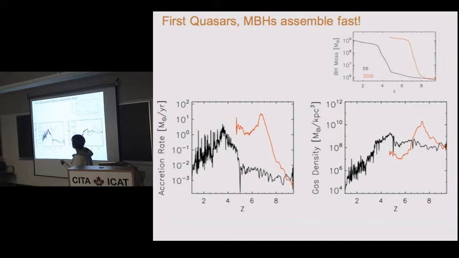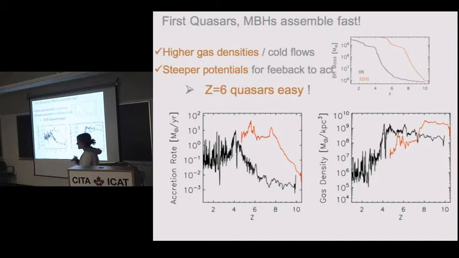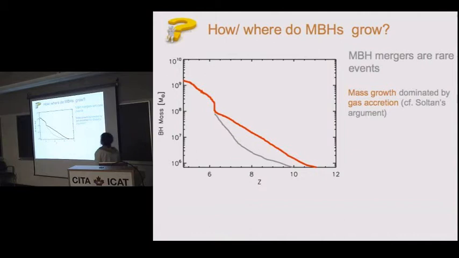So these black holes find themselves in extremely gas-dense environments. Of course, we are at very high redshift, the halos are extremely dense. And because of this steeper potential that you have in the galaxy, in early chunky galactic halos, the feedback has a harder time to couple energy to it. So this higher density makes the potential much steeper at the center of the galaxies, which means that the black hole has a harder time to couple energy, and the black hole can grow faster at high redshift compared to low redshift. You may ask, are mergers important?